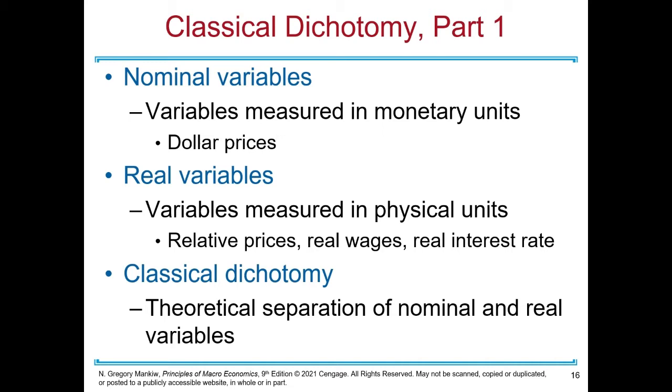Let's think of a farmer. A farmer's income is a nominal variable. It's measured in dollars. And the quantity of corn they produced, however, is going to be a real variable because it's measured in bushels. This is the classical dichotomy. Classical meaning early economic thinkers in this case. And dichotomy is a division into two groups. Can price be a real and nominal variable?